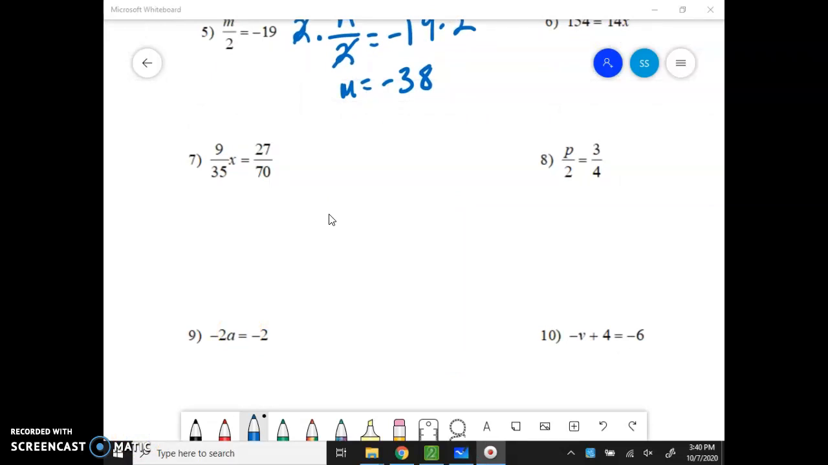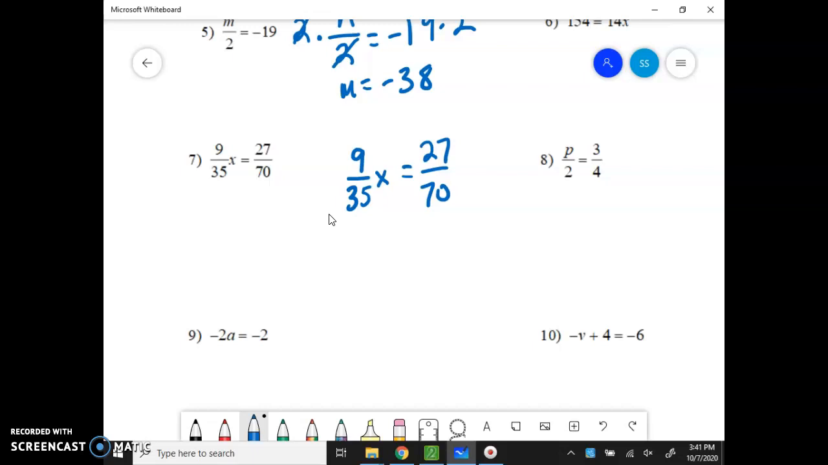Okay, so for number 7, we got a fraction. So I'm going to rewrite this over here. We got 9 over 35 times x is equal to 27 over 70. Okay, so remember we need to do the inverse operation of whatever's being done to x, right? Whatever's being done to the variable. So this right here is 9/35 times x. So what we want to do is divide, okay?